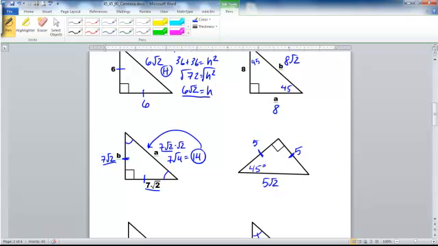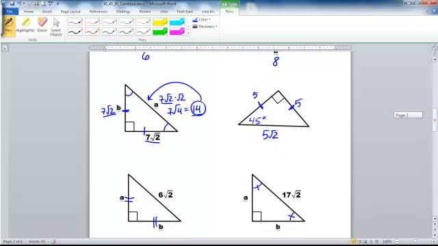Try to make that leap. Root 2 times root 2 we know is 2, and then 2 times 7 is 14. That's a special situation that you might see.